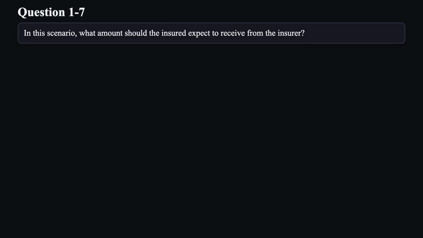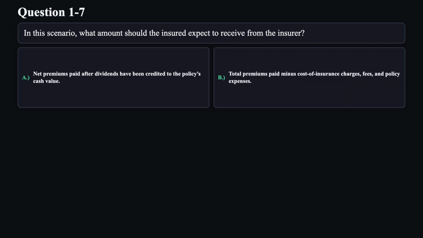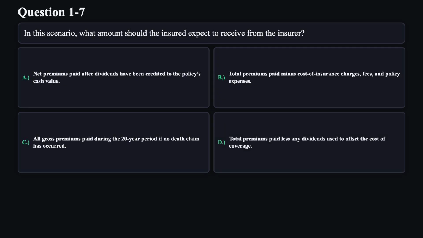Question 7. In this scenario, what amount should the insured expect to receive from the insurer? A. Net premiums paid after dividends have been credited to the policy's cash value. B. Total premiums paid minus cost of insurance charges, fees, and policy expenses. C. All gross premiums paid during the 20-year period if no death claim has occurred. D. Total premiums paid less any dividends used to offset the cost of coverage.